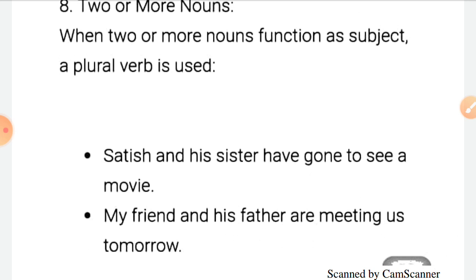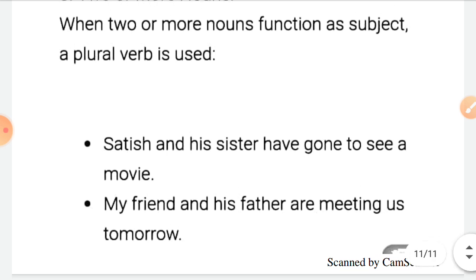My friend and his father. All these things are making a single subject. There are two or more nouns over here: my friend and his father. Two or more nouns, so it will take a plural verb. So when there is more than one noun, when there are two or more nouns, don't write a singular verb there. It will always take a plural verb. Okay.